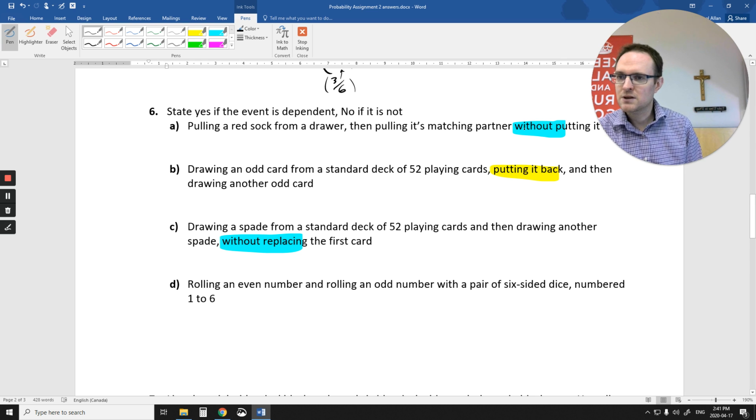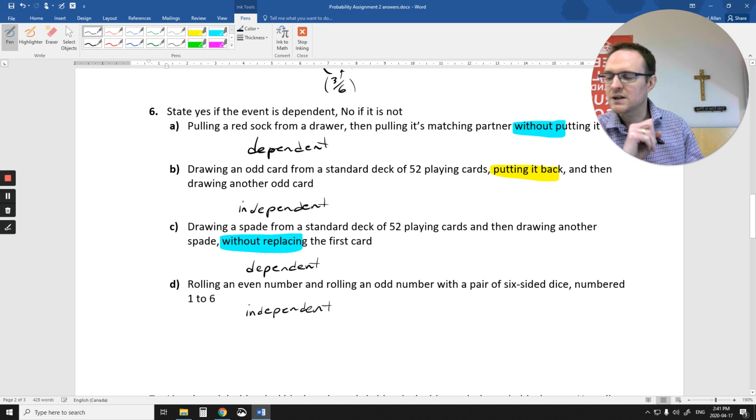But because I didn't put the socks back, this is dependent, right? Because I put it back on this next one, it's independent. So that won't change my probability. And this one here is dependent. And because we're talking about two separate dice in this last one here, these are independent, sorry.